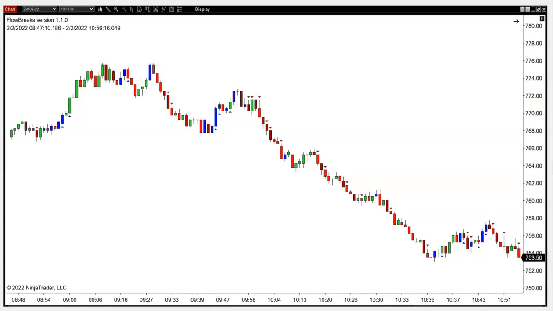And FlowBreaks will highlight that to you, right? Now, whether you're using FlowBreaks or a normal footprint chart, it doesn't matter. Really, as an order flow trader, you want to see where that volume is coming in. And if you don't have a way to determine, hey, there's heavy buy volume coming in here, you're going to miss that move up. Or heavy sell volume here, followed by heavy buy volume, heavy sell volume, to catch this nice move down from 770, all the way down into the 750s.